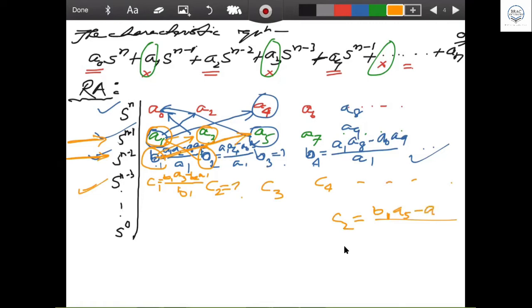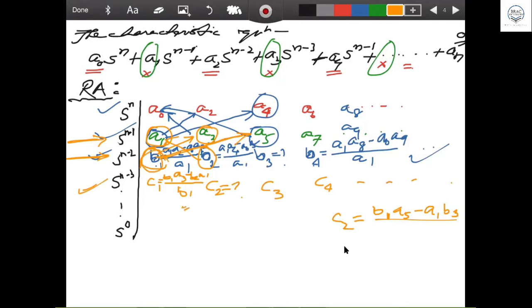Into B3. B3, good. Divided by what? Divided by B1. Base unit. What is the base unit? Base unit is the first one, B1. Always the base unit is the same.